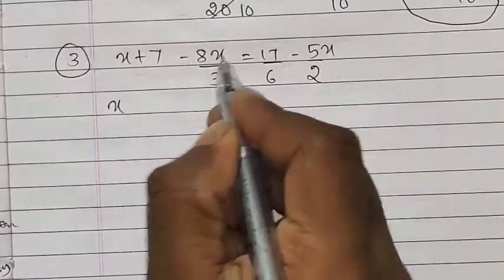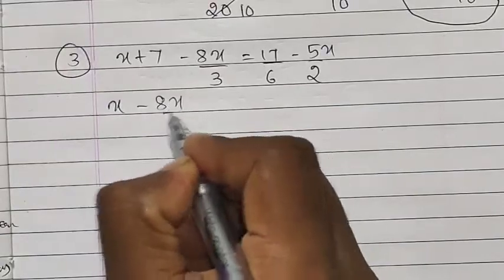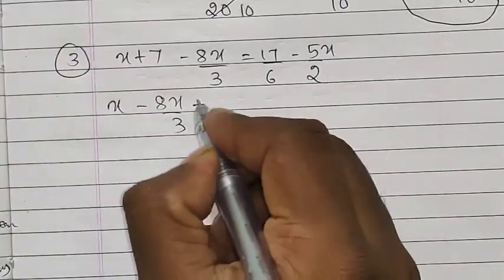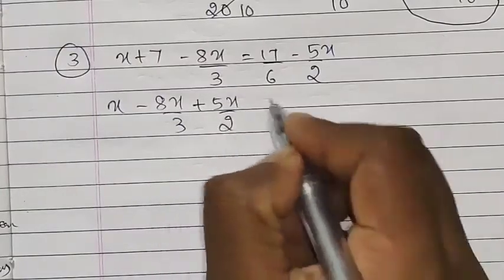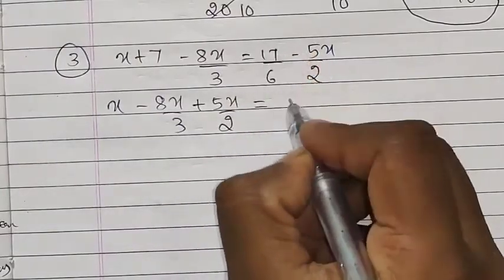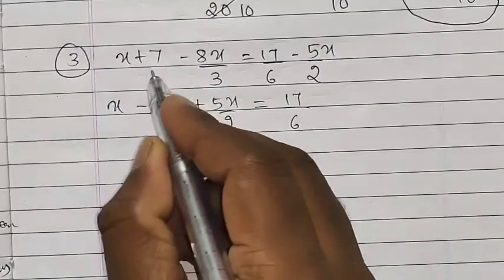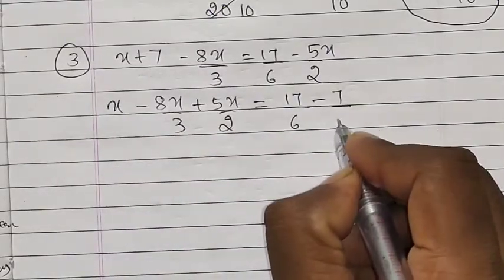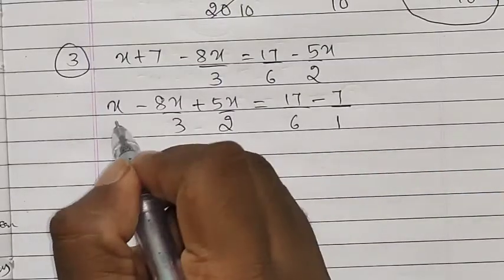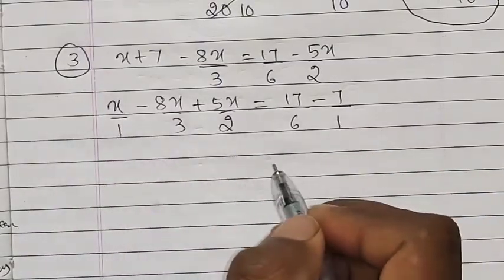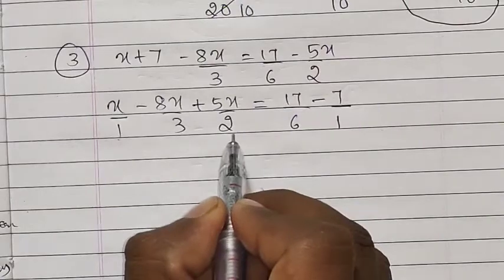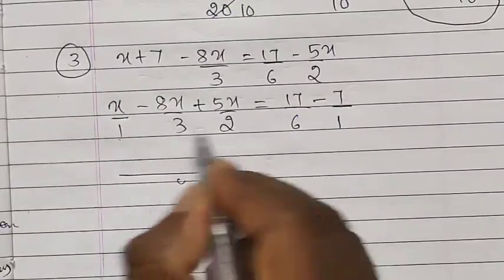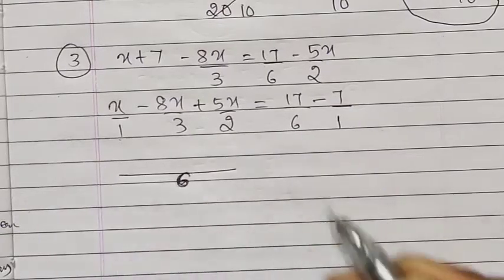x - 8x/3 + 5x/2 equals, here numbers only, 17/6. This plus 7 I am going to shift to the right side, it will become minus 7. Denominator nothing is there means 1. Here also same, x denominator nothing is there means 1. The LCM of 1, 3, 2 is 6, because 3 2s are 6.